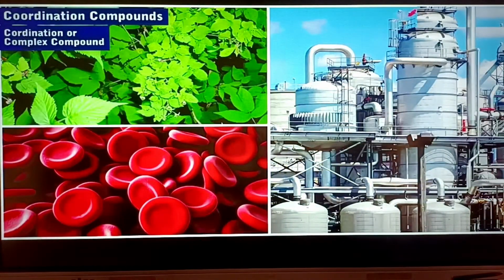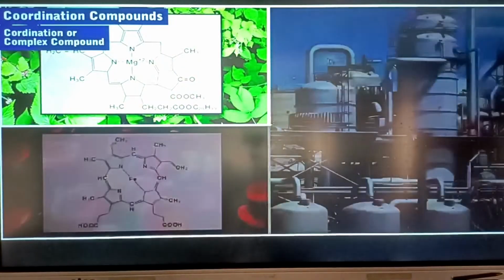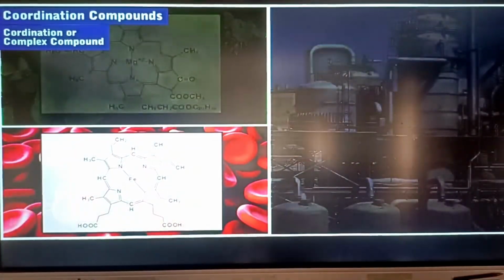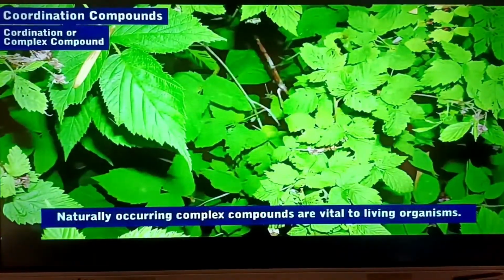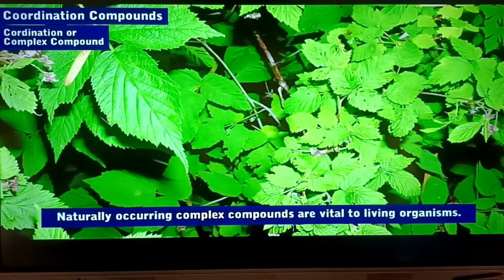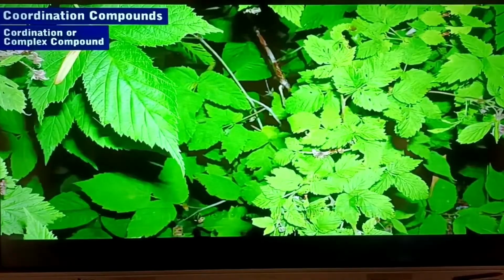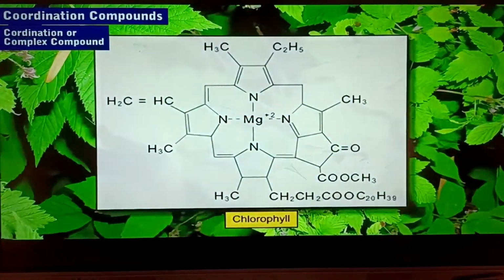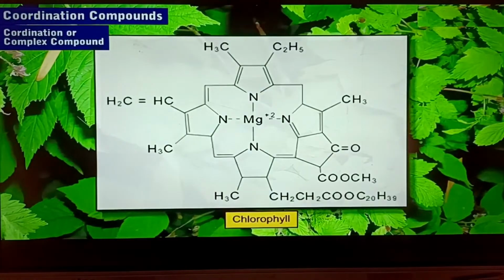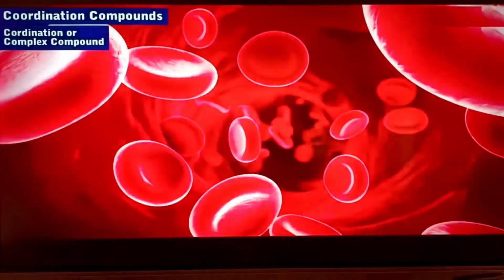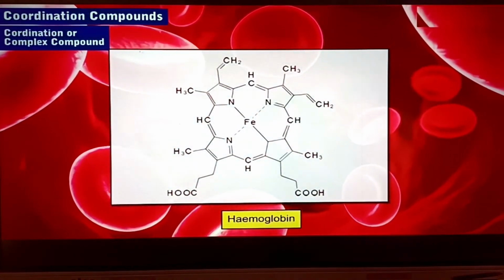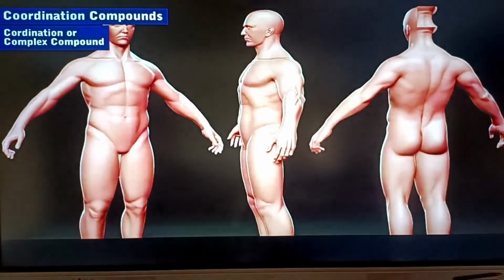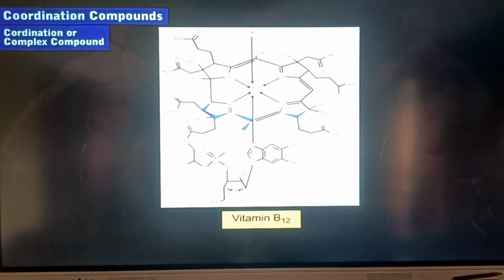Coordination compounds form the backbone of modern inorganic and bioinorganic chemistry and chemical industry. Naturally occurring complex compounds are vital to living organisms. For example, chlorophyll is a coordination complex of magnesium. Hemoglobin is a coordinate complex of iron, while vitamin B12 is a coordination complex of cobalt.